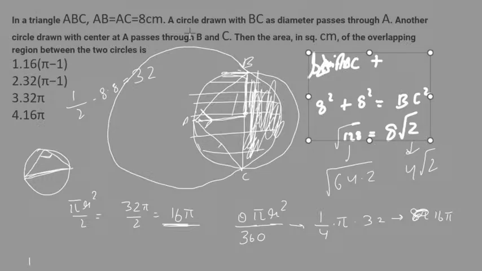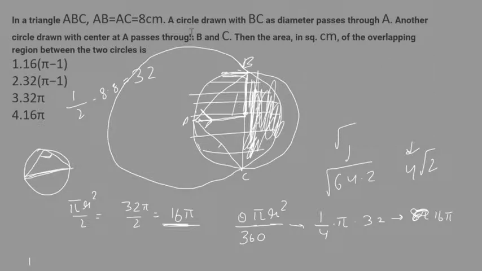So I have 16 pi plus 16 pi minus this area, which is 32. This is 32 pi minus 32. If I take 32 common, I'd be left with pi minus 1, and that is the answer. Is it in the options? Yes, it is.